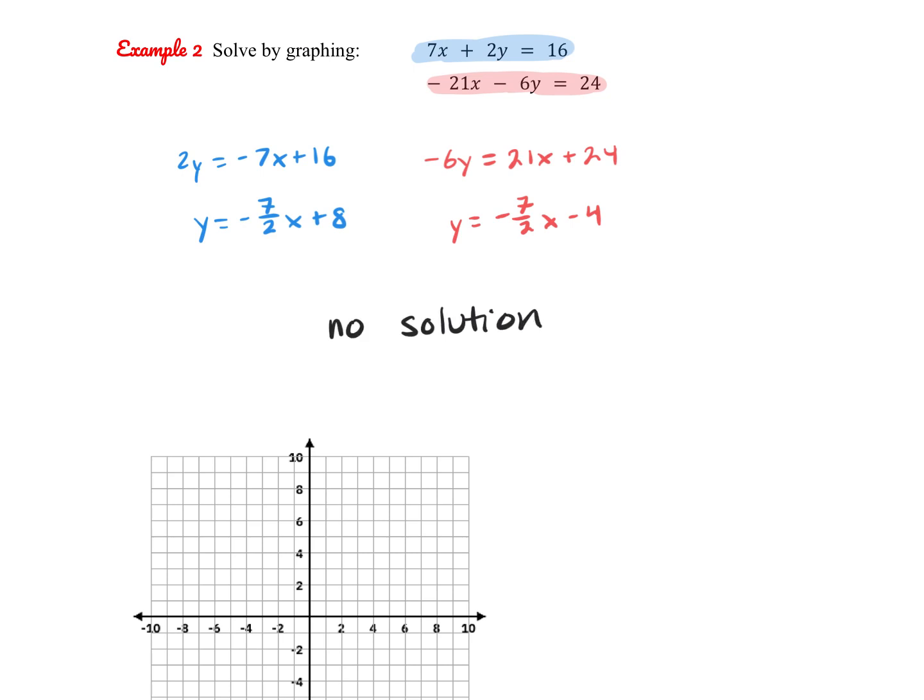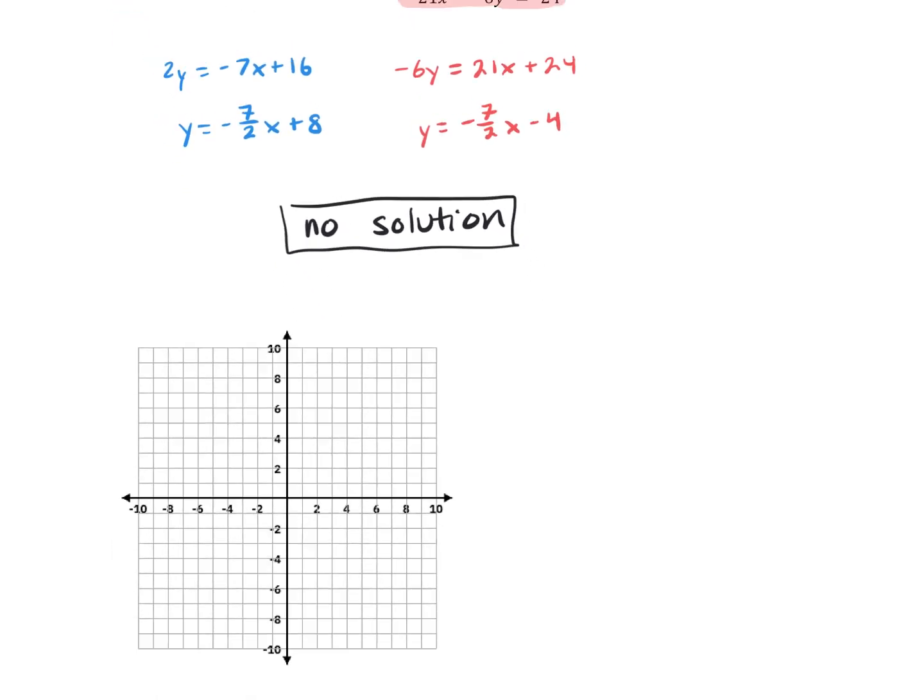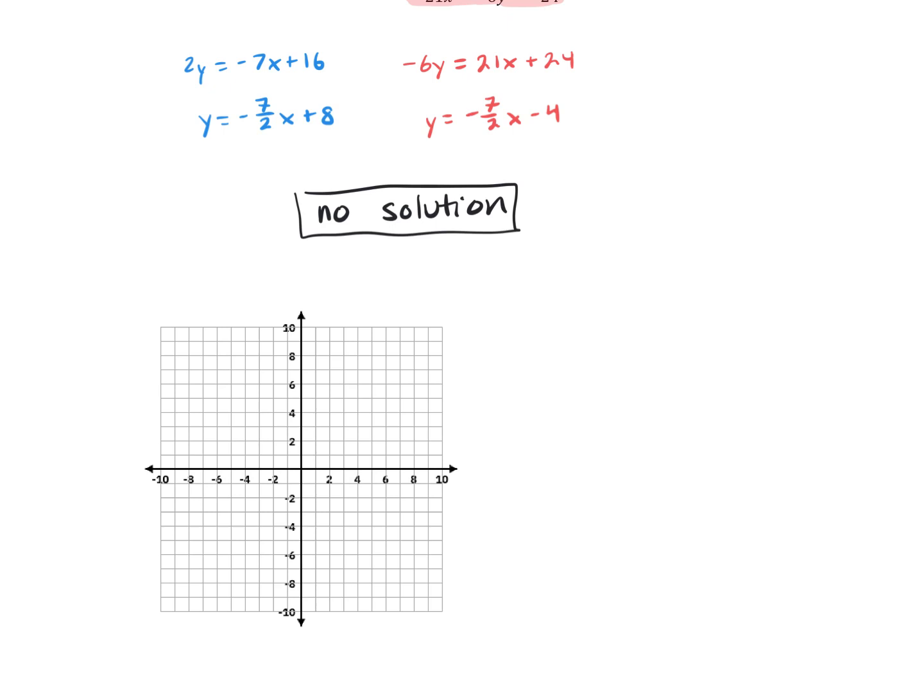But just to show you graphically how that will look, you will see that your lines literally will not cross. So here's our first line. It looks something like this. And our second line, here's our y-intercept. And that also has a slope of 7 over 2. So it looks like this. So you can see that these are parallel lines.